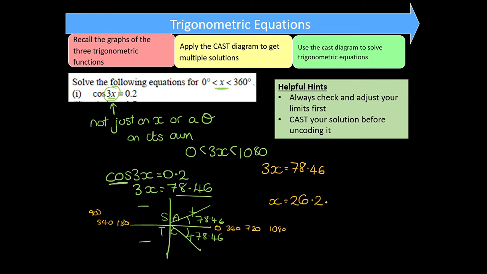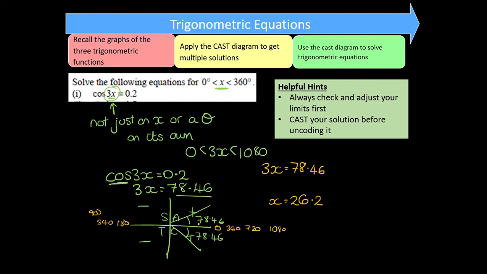26.2. Now, if you had rounded this to 78.5 and divided it by 3, you would have actually got 26.3 on this line to 1 decimal place, which would have been wrong. This is why I keep the extra decimal point in.